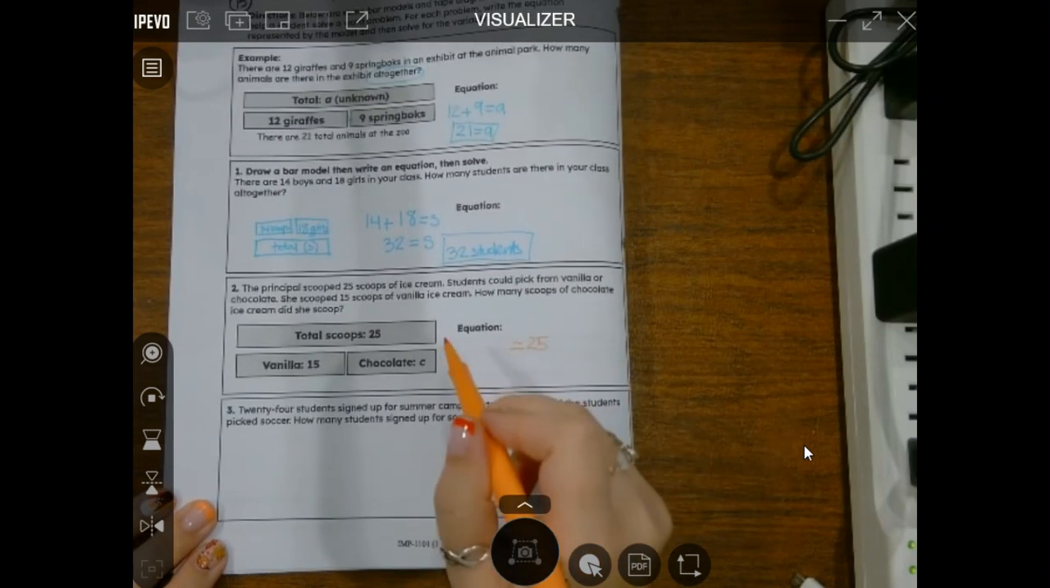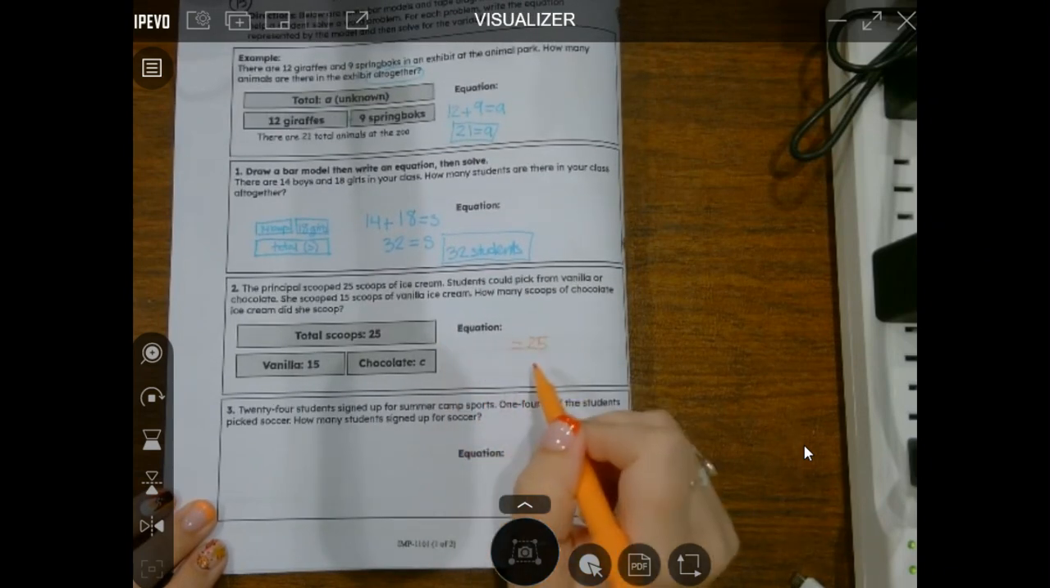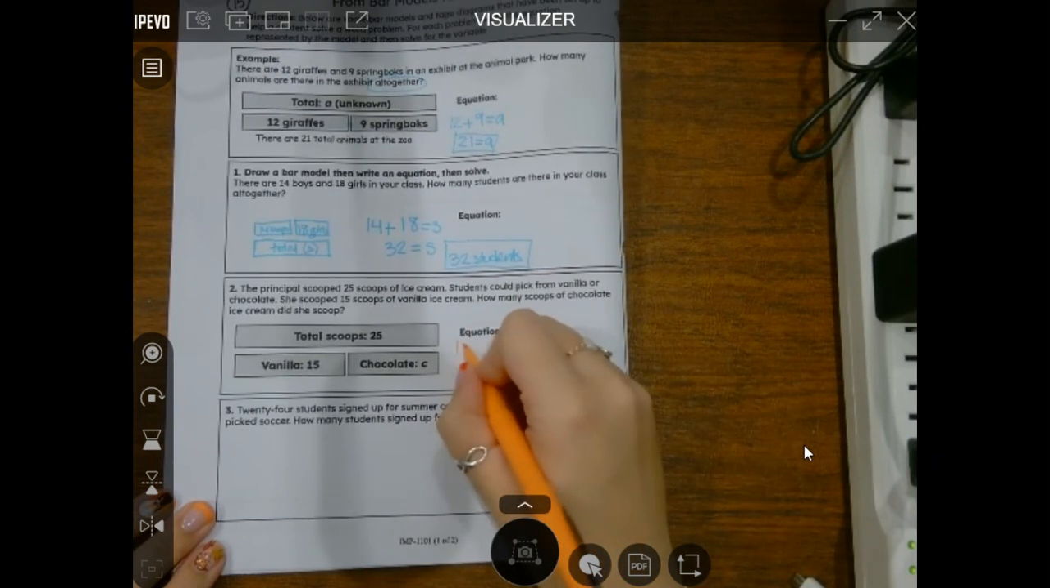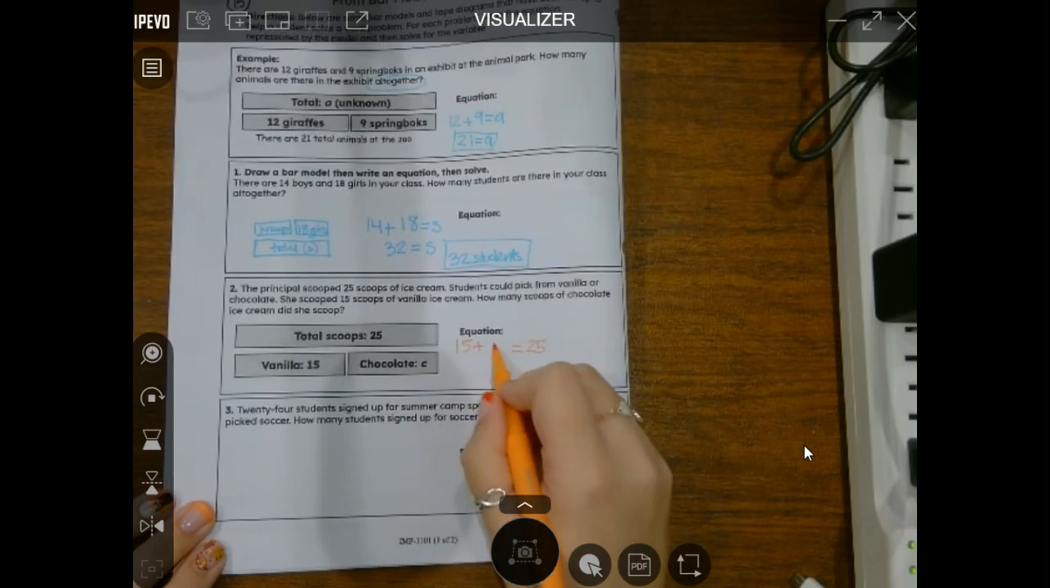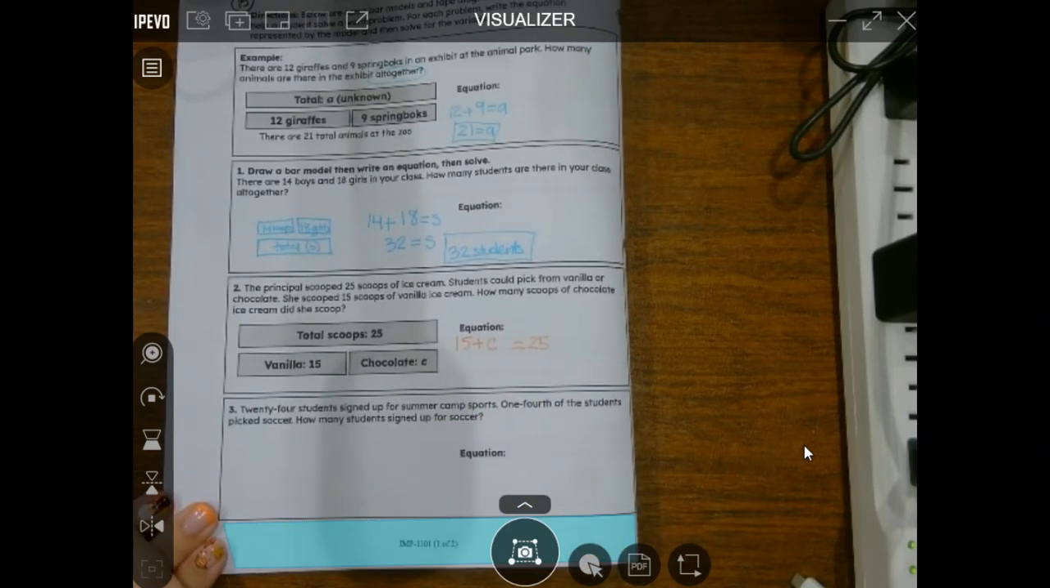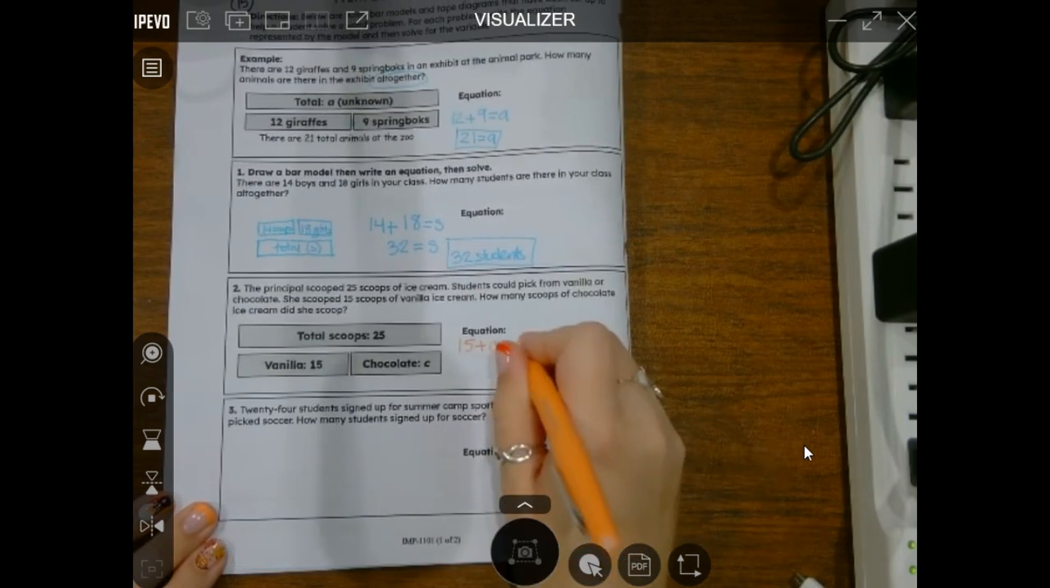So that means that you have this plus something else to equal that, right? So I have 15 for vanilla, and chocolate we don't actually know. That's unknown, and they told me to use a C for chocolate. Now, what do you think I do to solve for C? Yeah, I'm going to do the inverse operation.